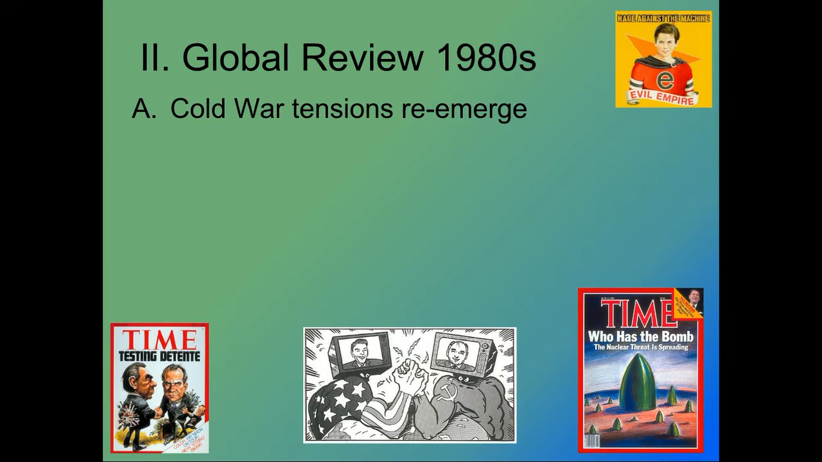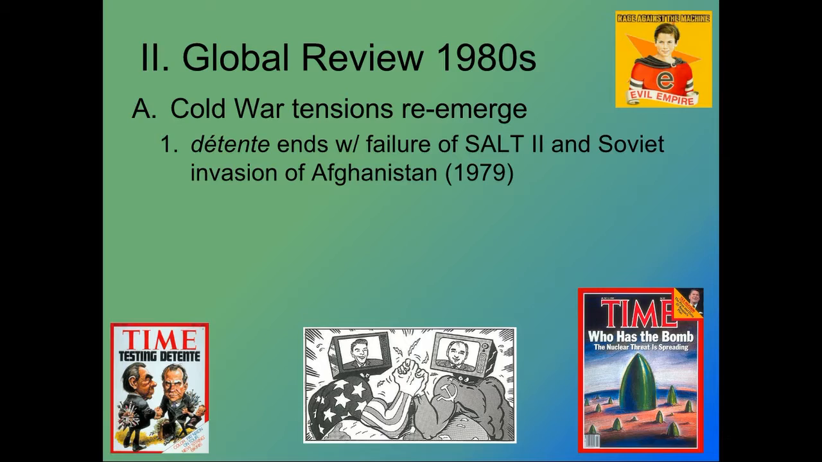Now, what else is going on that we need to reinforce our knowledge of? We need to remember that in the 1980s, the tensions of the Cold War reemerge. If you remember in class the other day, I said that these tensions get real bad, and then they kind of ease off for a bit, and then they get bad, and then they ease off. Well, up until the end of the Cold War, just about, the tensions get worse. So in the early 1980s, detente, which remember is that lessening of tensions, dies. By 1980, detente is done, and that's for two main factors.